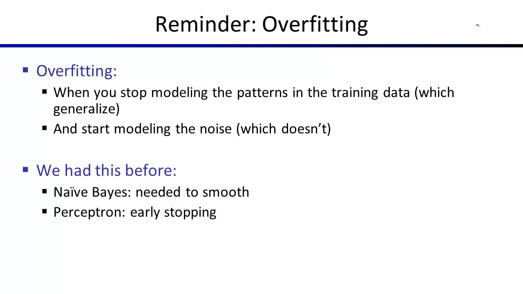Okay, so now we've built this entire tree. You might wonder, well, how about overfitting when we work with decision trees? In naive Bayes, we did smoothing. In perceptron, we did early stopping. What are we going to do for decision trees? How do we avoid building a tree that's too fine-grained and overfits the training data?